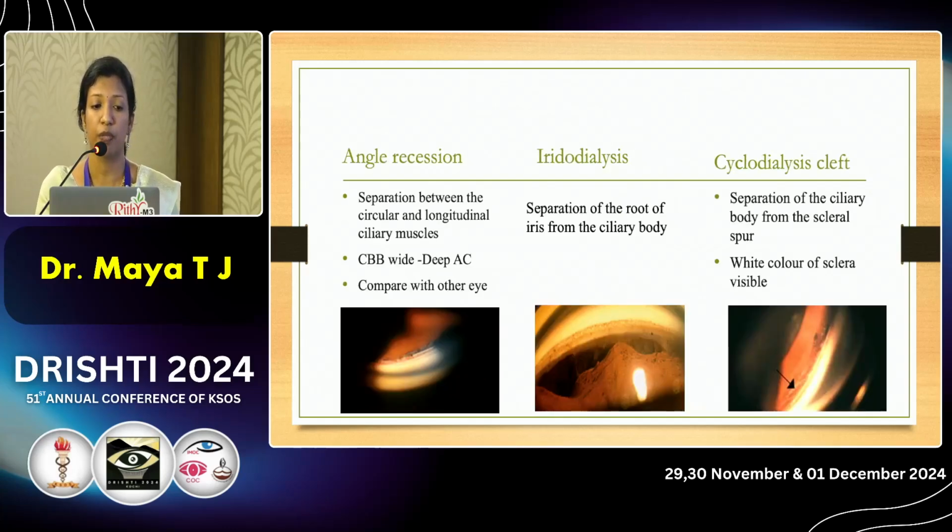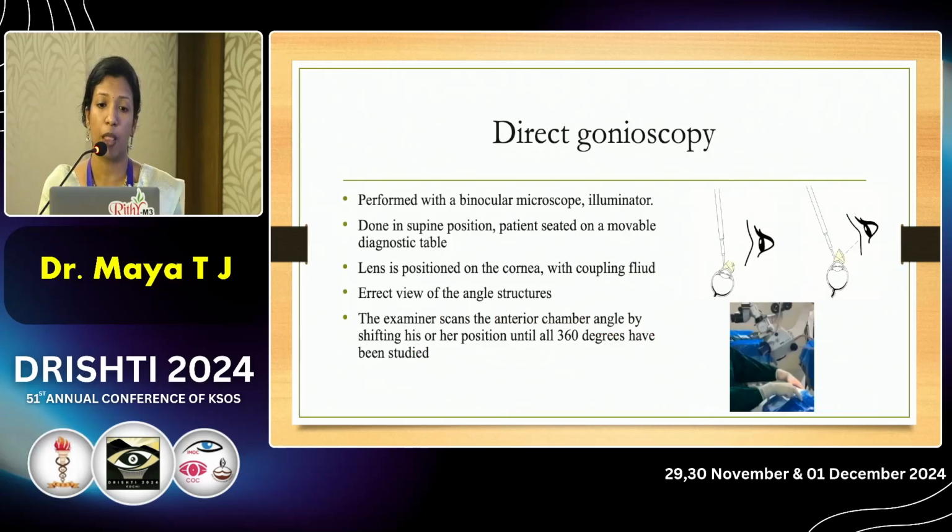Angle recession. In this, the ciliary body band will be wide. They will have a deep anterior chamber and also compare with the other eye. Iridodialysis is the separation of the root of the iris from the ciliary body. Cyclodialysis cleft, you can identify the white color of the sclera which is visible.